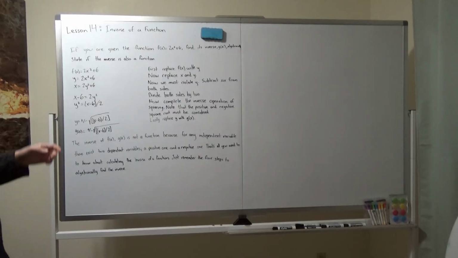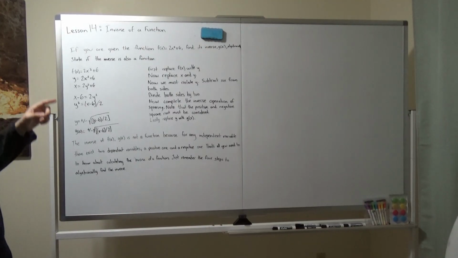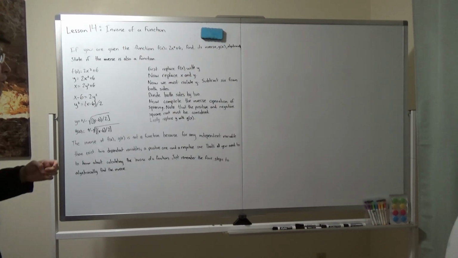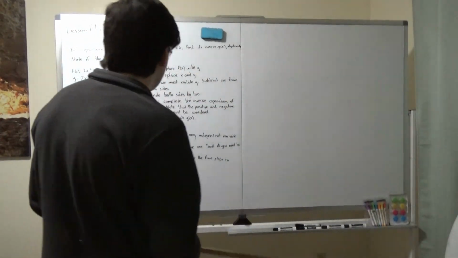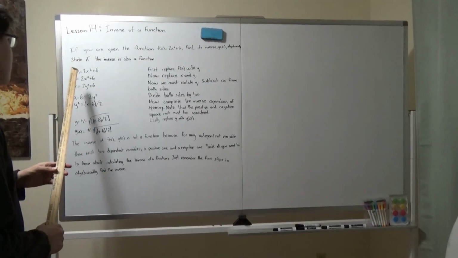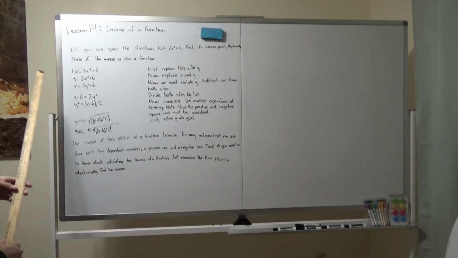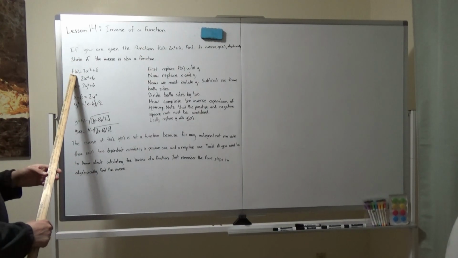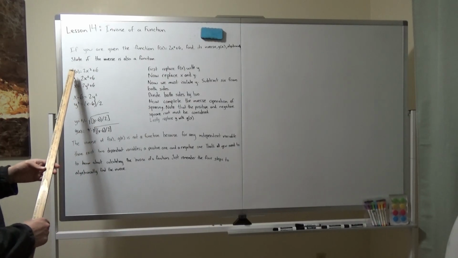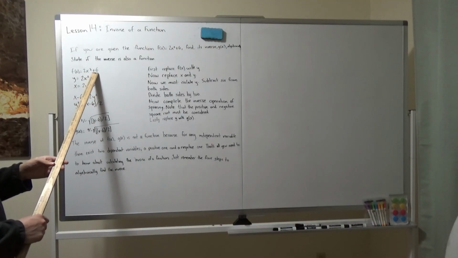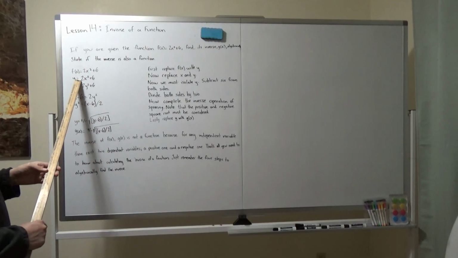Given the function f of x equals 2x squared plus 6, find its inverse, g of x, algebraically. State if the inverse is also a function. First we replace f of x with y. So we have f of x equals 2x squared plus 6. Now we have y equals 2x squared plus 6.